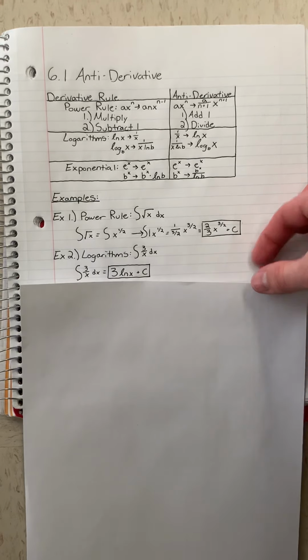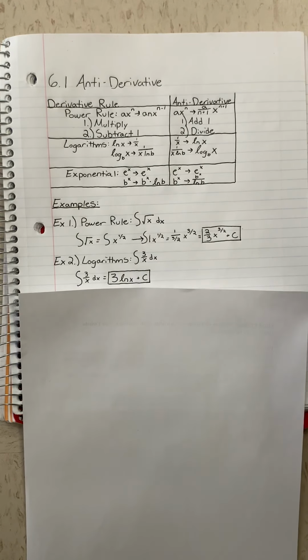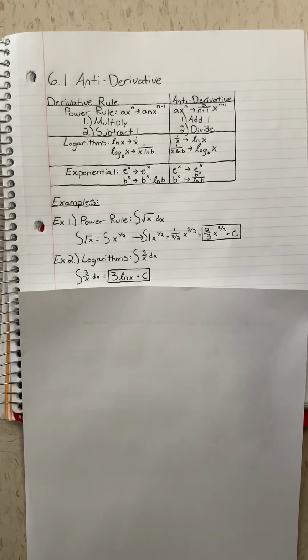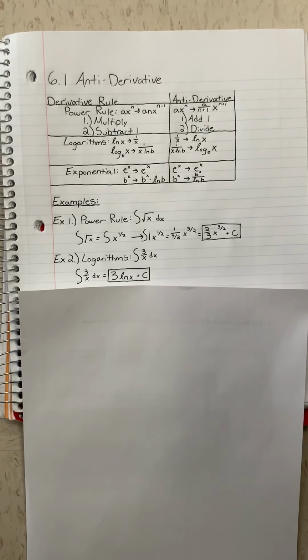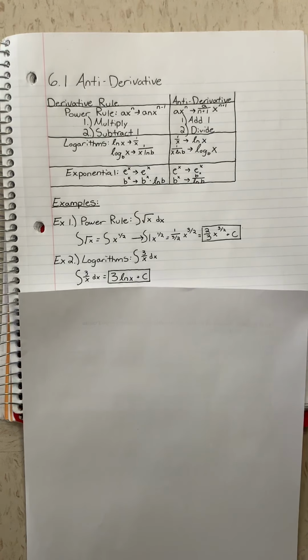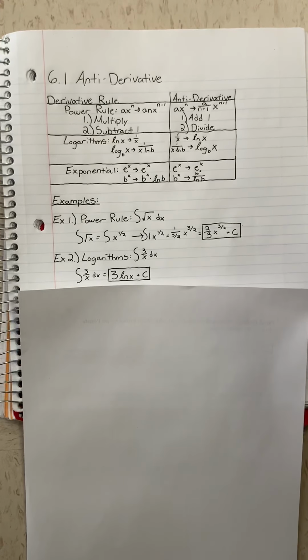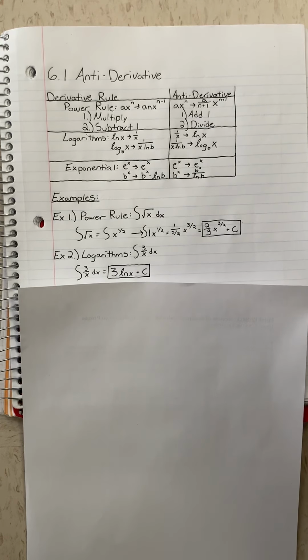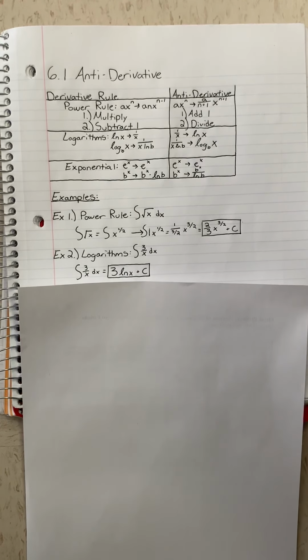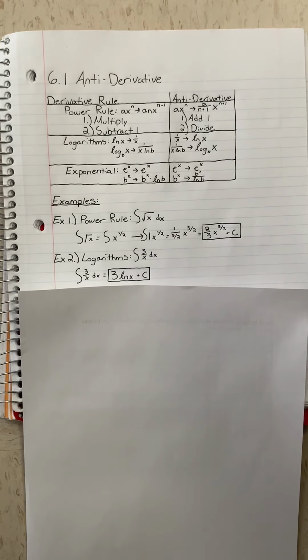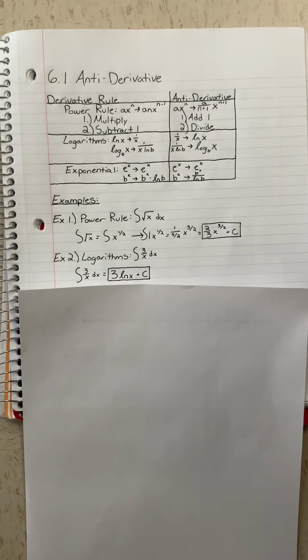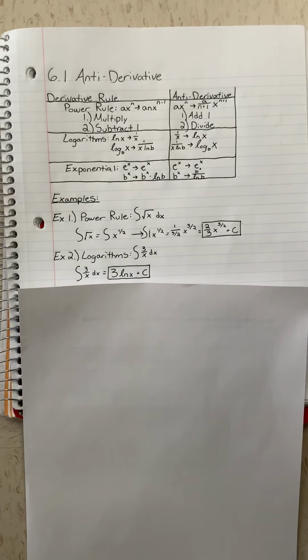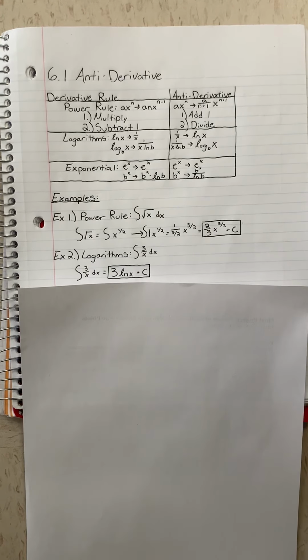Our next example is an example of logarithms. We have the integral of 3 over x dx. This one's fairly easy because you're just plugging it into the formula. If we look back up to the logarithms section, we can see that 1 over x just turns into the natural log of x. Because it is 3 over x dx, it's actually going to equal 3 natural log of x plus c.